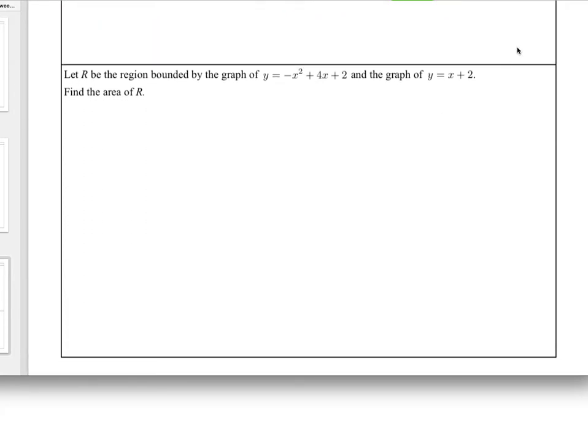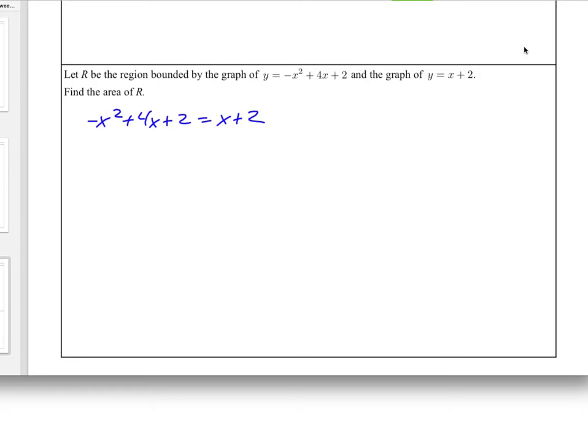So how do I figure out where these two functions intersect? Set them equal to each other and solve. That is how we find the intersection points, which gives me my limits. So negative x squared plus 4x plus 2 equals x plus 2. That tells me where these two graphs intersect. What do you recommend we do next?